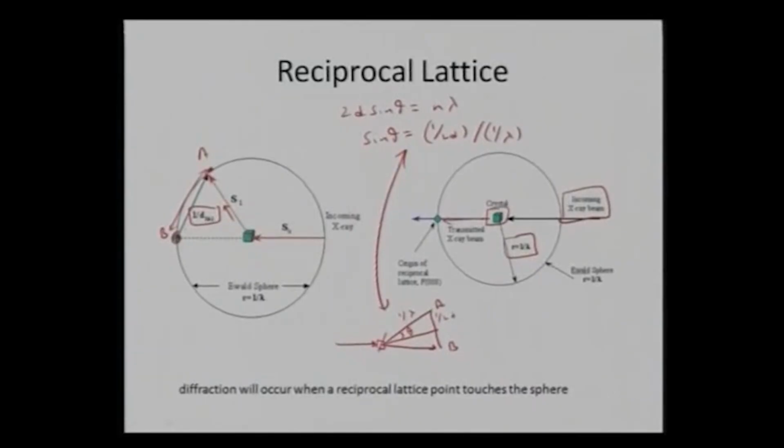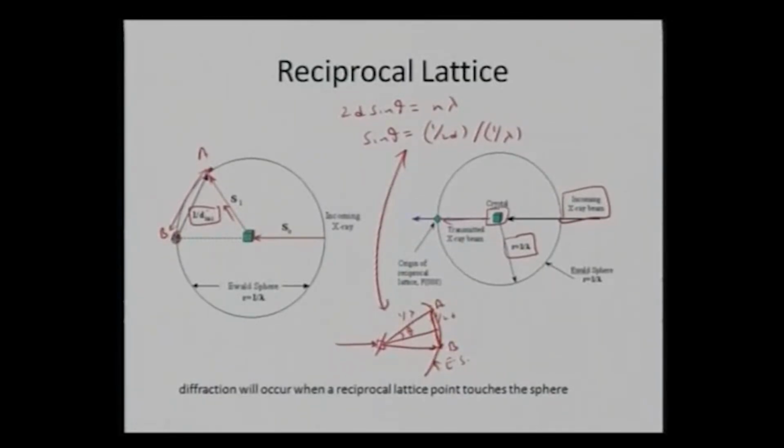So I have particular crystal planes which are oriented in a certain direction. They give out my theta and 1 by lambda, and I can now see that everything is falling on the Ewald sphere, this particular part. So this is my Ewald sphere, and what I get is a spacing of 1 by d out here. So that's what is being represented by the reciprocal lattice.